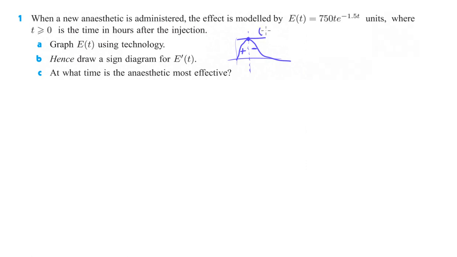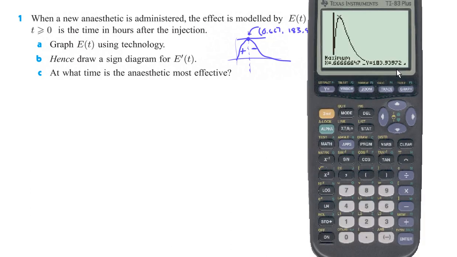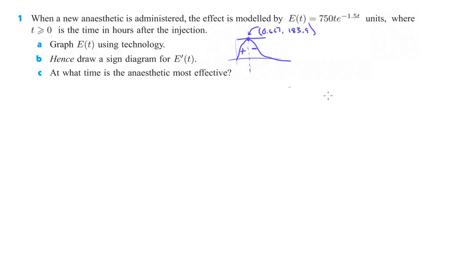The max point is 2/3, or 0.667, and 183.9, I think. Is that right? 183.9. Okay, so draw a sign diagram for E prime of t. That means the spot at the maximum is 2/3 or 0.667, however you want to write that. Before it, the function is going up with a positive slope. After it, it is going down with a negative slope. So there's our sign diagram.